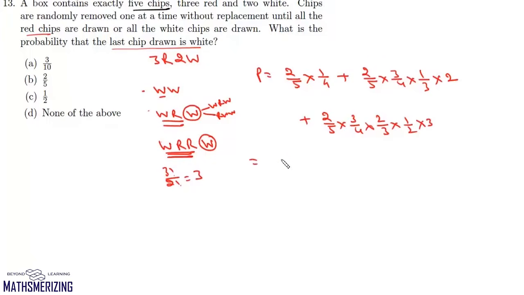So this value will be simply 1 by 10 plus, now here 3 will cancel, it will also cancel, so this is 1 by 5, here this 4 will cancel, 3 will cancel, and we'll get this as 3 by 10. So it will be 4 by 10 plus 2 by 10. So it will be simply 6 by 10, which is 3 by 5, and that's your option D.